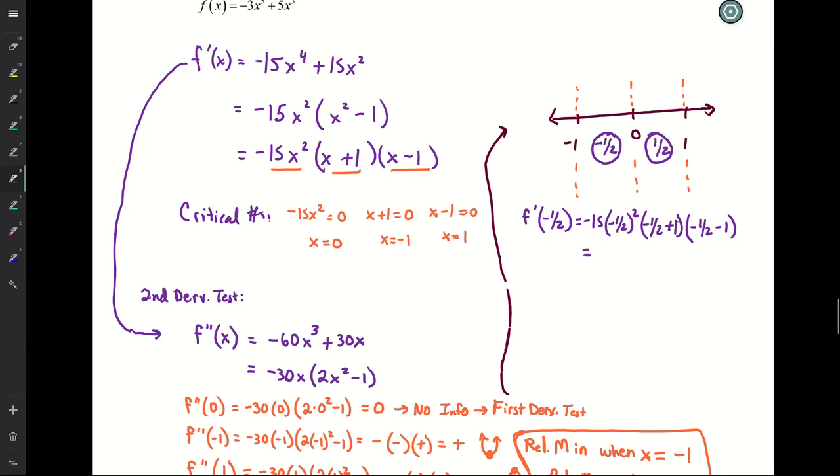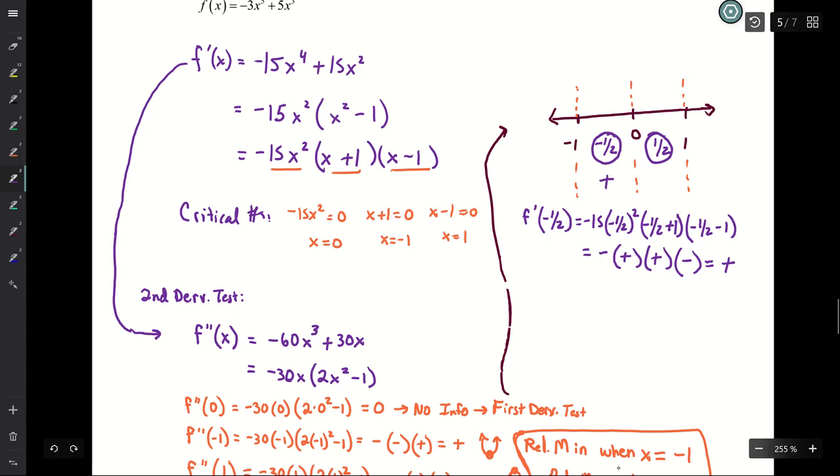If you do that, make sure you use parentheses exactly the way we're using parentheses here. But on this one, we can do this in our heads. -15, that's negative. When I square -1/2, that's going to end up being positive. When I do -1/2 plus 1, the 1's bigger, that's going to end up being positive. When I do -1/2 minus 1, that's going to be negative. So we have a negative, 2 negatives and 2 positives essentially multiplied together. That's going to result in a positive.